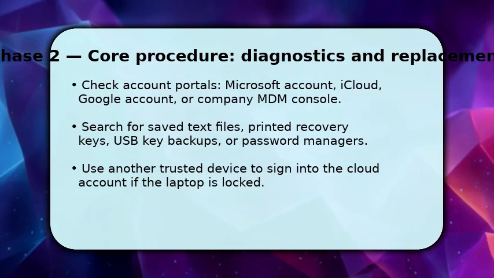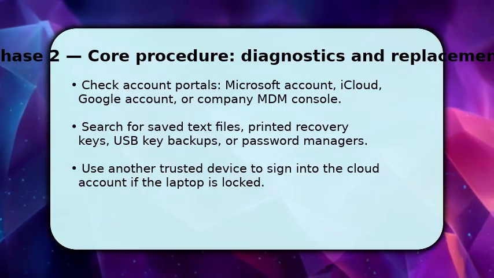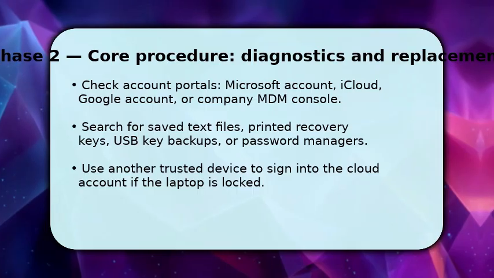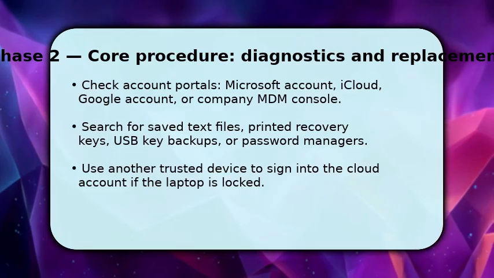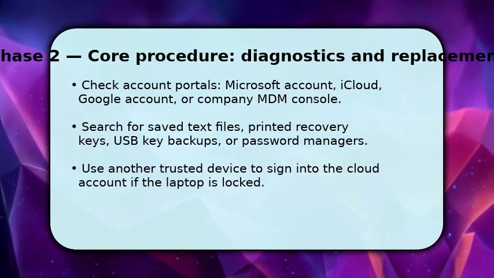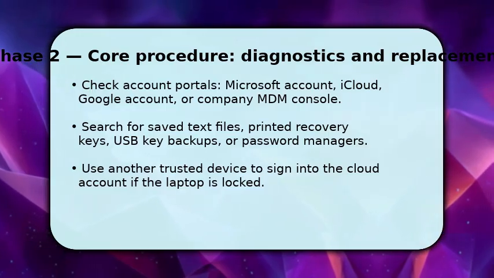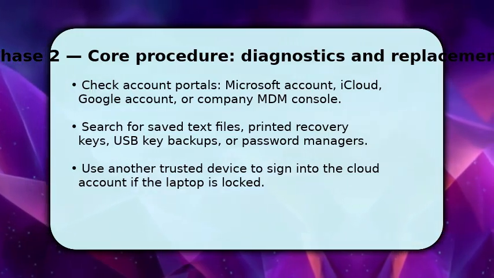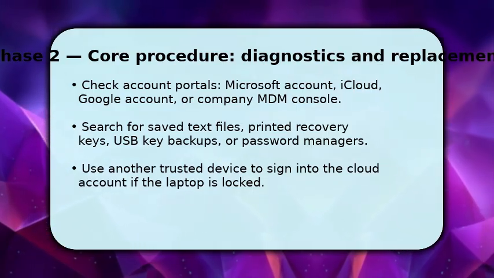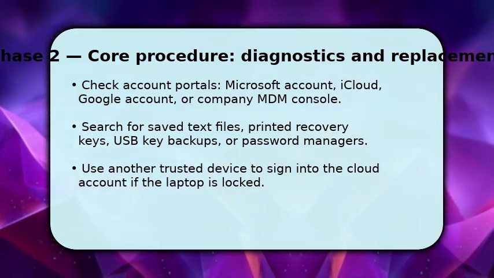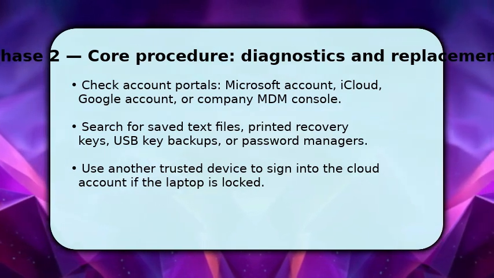Now, find where the recovery key is stored and why that place matters. For BitLocker, sign into your Microsoft account on another device and open Devices, Manage Recovery Keys. For FileVault, check iCloud Keychain or the Apple ID Recovery section. If your company uses MDM, request the key from the admin console. Make sure to search password managers and USB drives. Sometimes keys were exported as text. If the laptop is locked, use a trusted device to authenticate and retrieve the key safely.